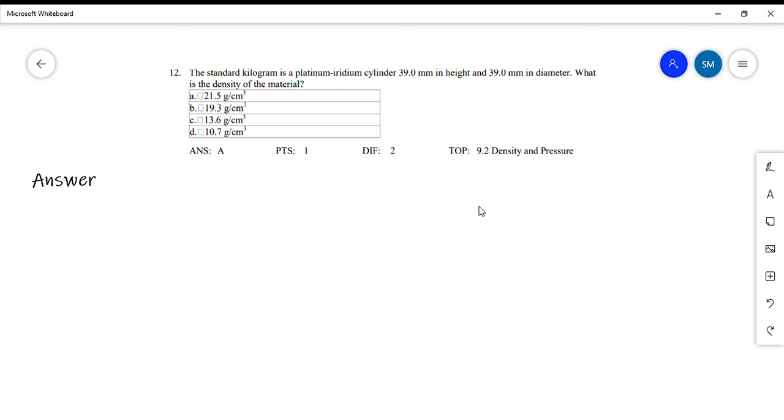Here the question, question number 12, says the standard kilogram is a platinum cylinder, 39 millimeter in height and 39 millimeter in diameter. What is the density of the material? It's a very, very easy question. He wanted to know the density. We all know the rule of density. Density is equal to mass over volume.